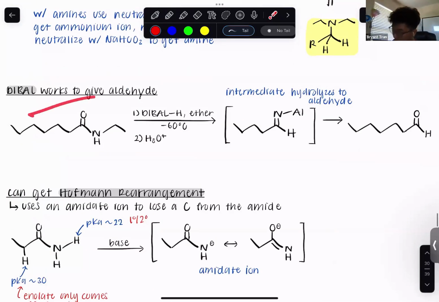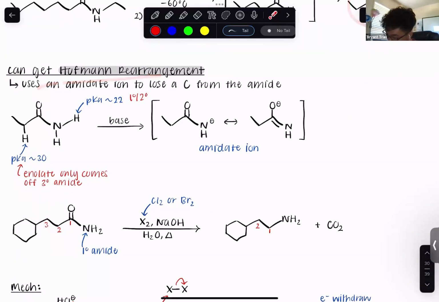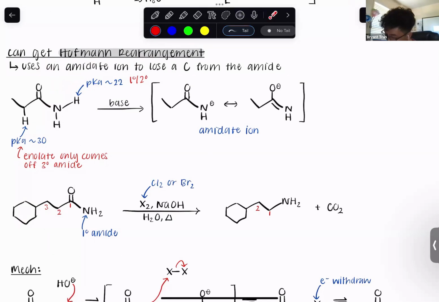Now we could use DIBAL, like we said earlier. DIBAL reduces esters, amides, or nitriles to the aldehyde like that. We could do Hofmann rearrangement with a primary amide with NaOH, Br2 or CO2, water, and heat to convert that primary amide to this amine right here.